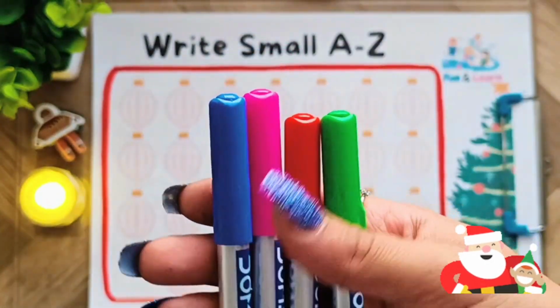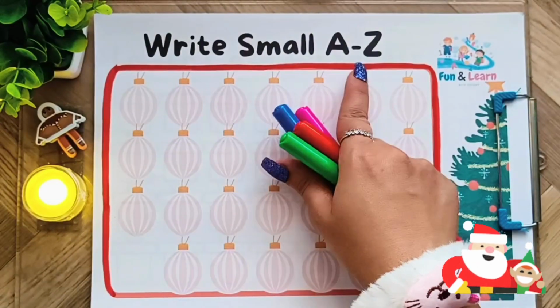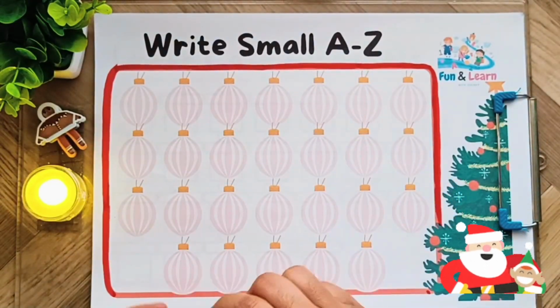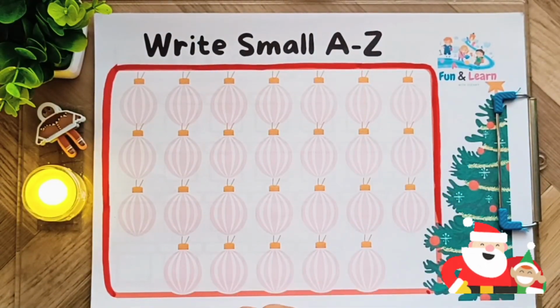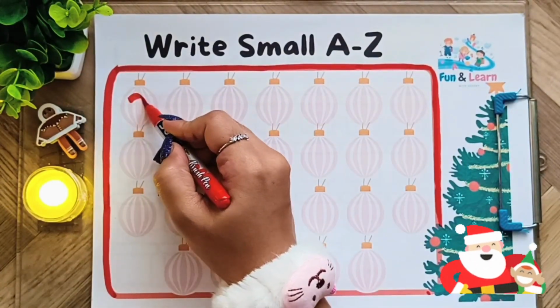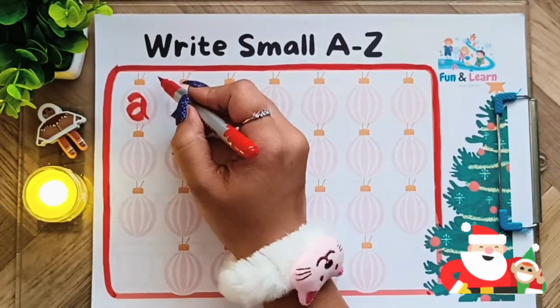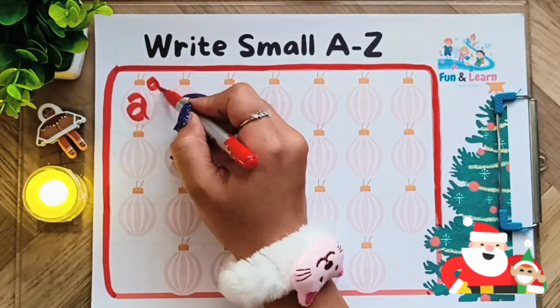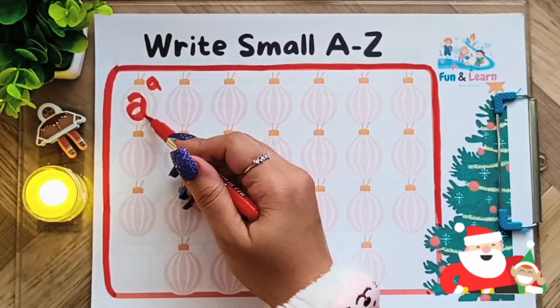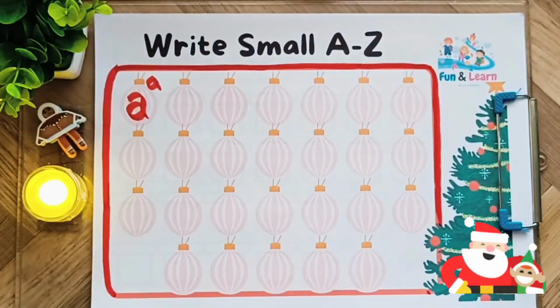Hello kids, today we'll write small alphabets, that is a small A to Z with their phonic sound. Let us start. A, or we write it as A, and the phonic sound is A.